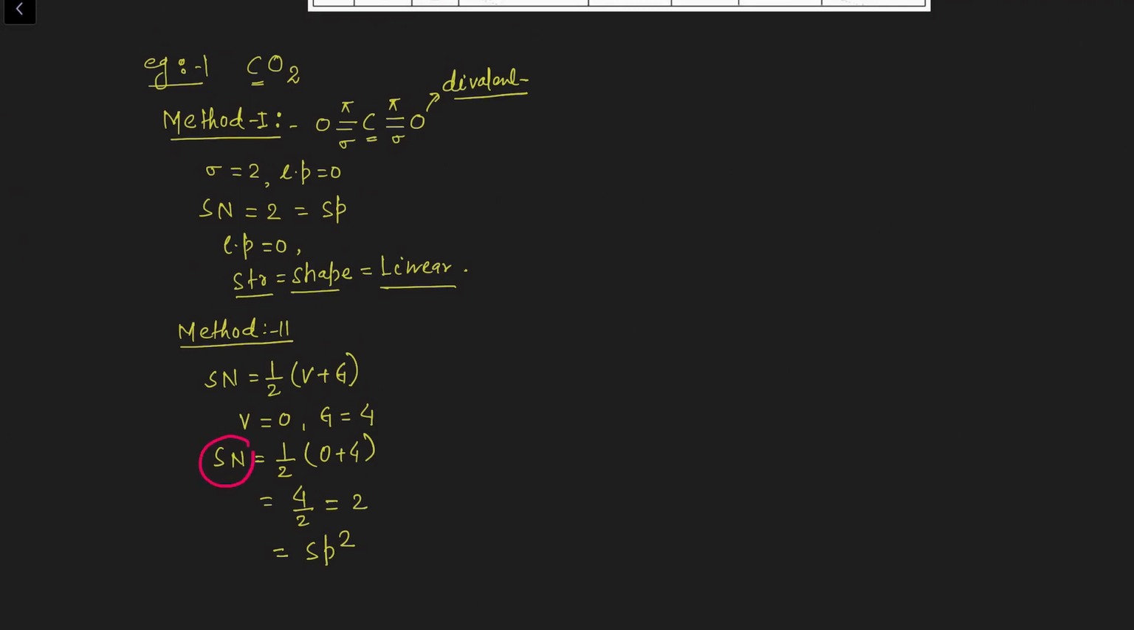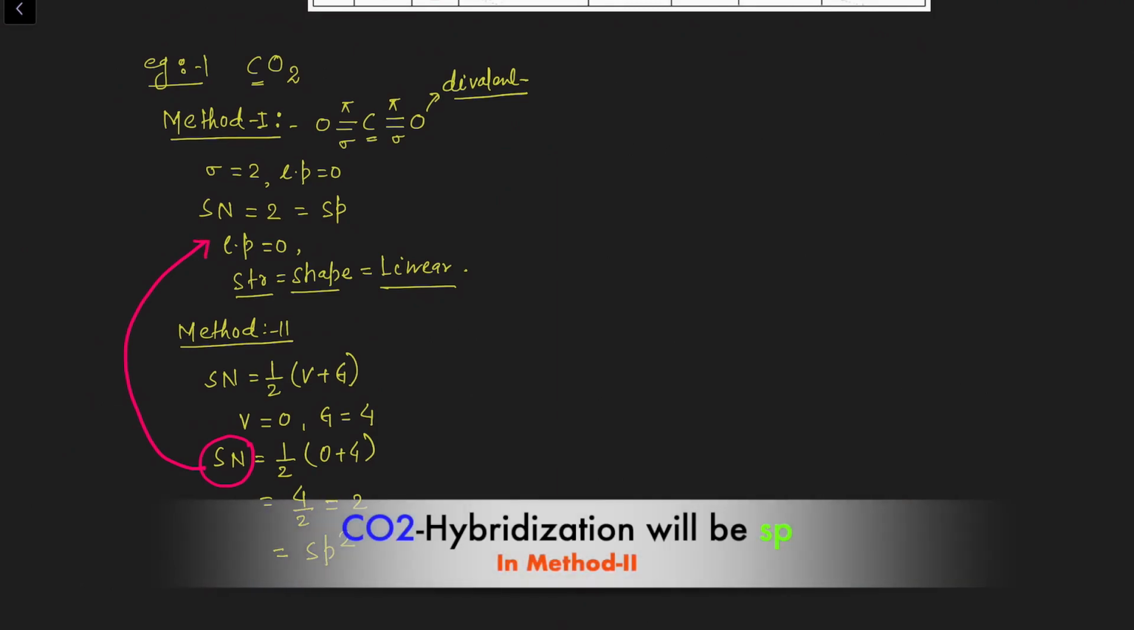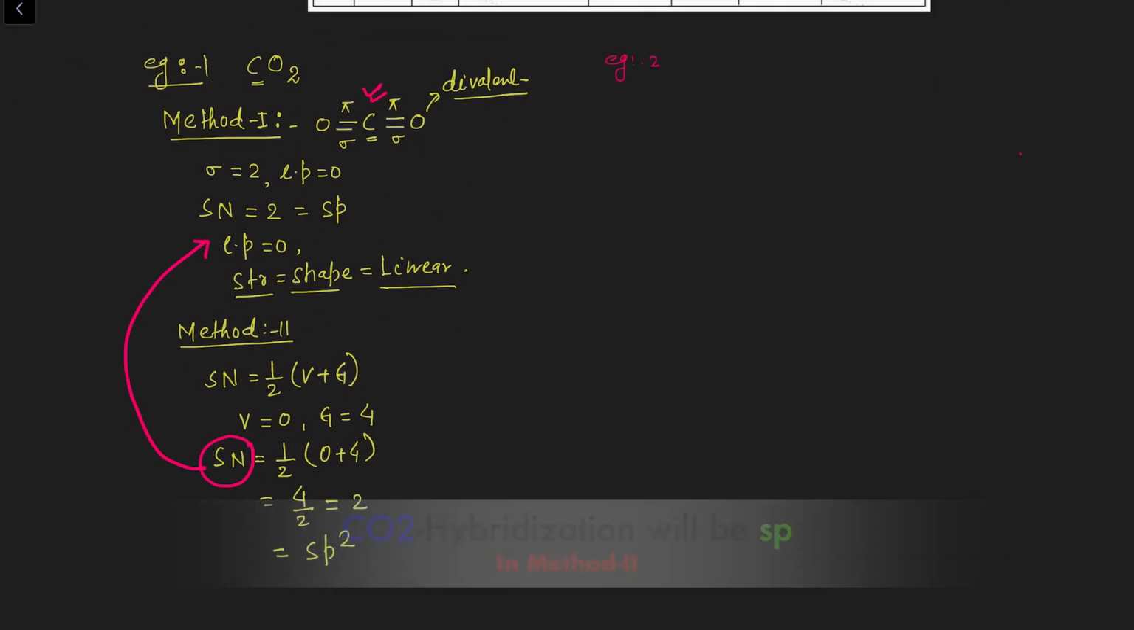hybridization. After getting the hybridization, again you need to check the shape of the molecule with the help of the Lewis dot structure. So now these two methods are interlinked with each other. Now next example, example number 2, BF3 molecule.